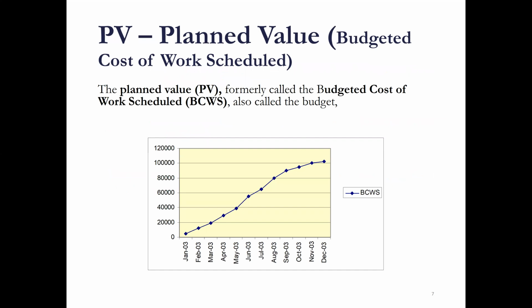Now again, a little bit more in detail. PV, or planned value, budgeted cost of work scheduled. The planned value, formerly called the budgeted cost of work scheduled, is also called the budget. This will be our budget, like the original contract, based on our estimate, that we signed the contract and submitted the bid. So the contract that we have signed between the contractor and the owner gives us the PV, or planned value. It's the BCWS, budgeted cost of work scheduled.